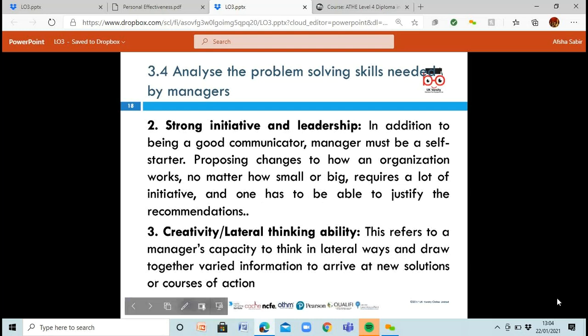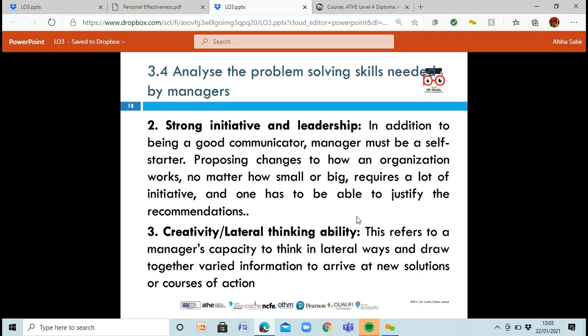Have a strong initiative and leadership. Being a good communicator is really good, but you need to actually be a self-starter. You need to have initiative within yourself. No matter what change there is in the organization, it can be big or small, you need to make sure that you have the initiative to actually be able to do it and to justify the recommendations that you're making. So we've got creativity and lateral thinking ability.